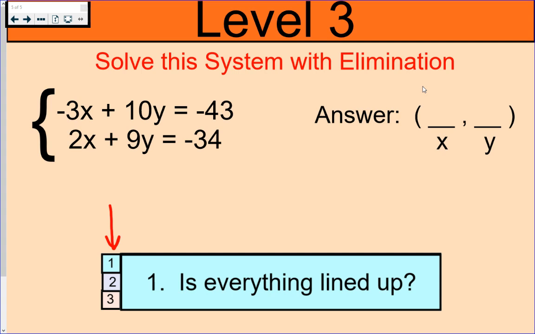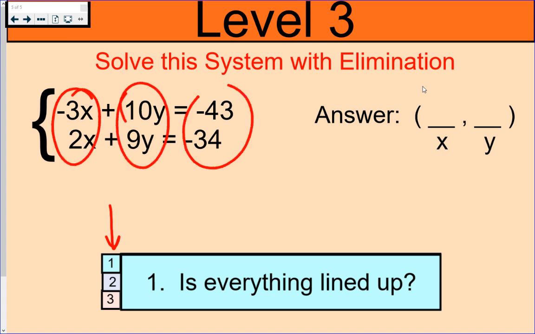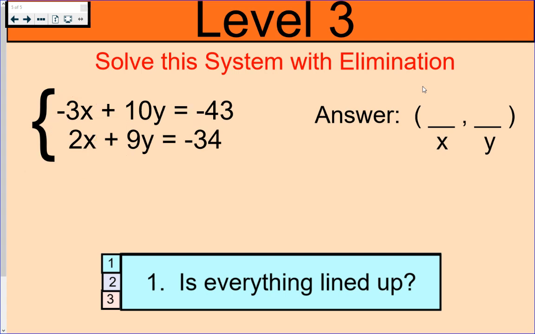So the first question, is everything lined up? It is in this example. We have x's together, we have y's together, and we have our constants together. Even our equal signs are supposed to be together. So that's good.